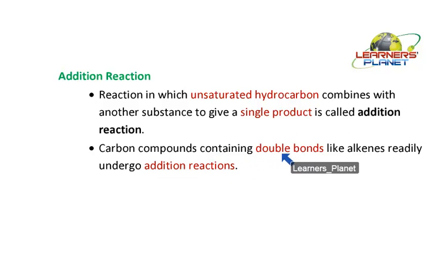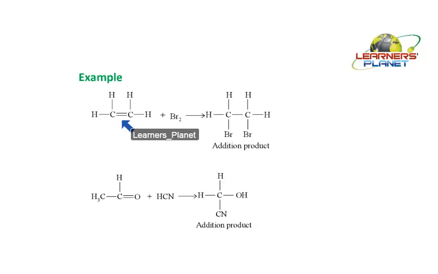Carbon compounds containing double bonds, like alkenes, readily undergo addition reactions. Now let's take up an example. This is ethene, as it has two carbon atoms. So what would be the root word here? The root word would be eth. There is a double bond, so what would be the primary suffix? Ene. So it is ethene. Now there is a reaction with bromine, Br2.